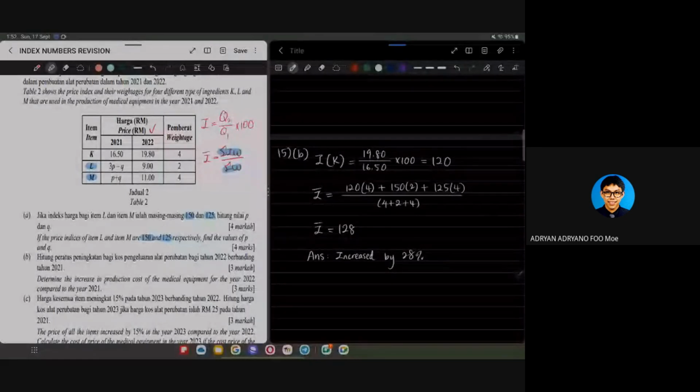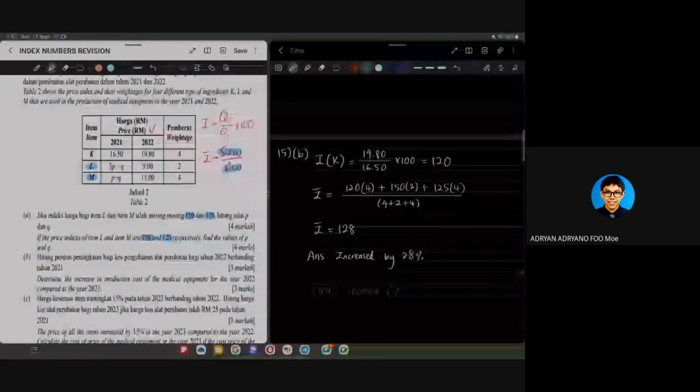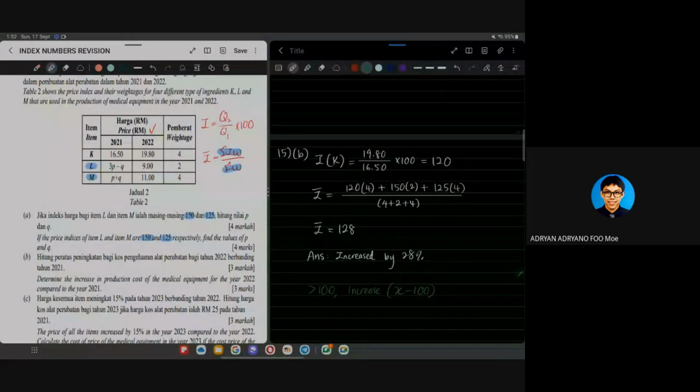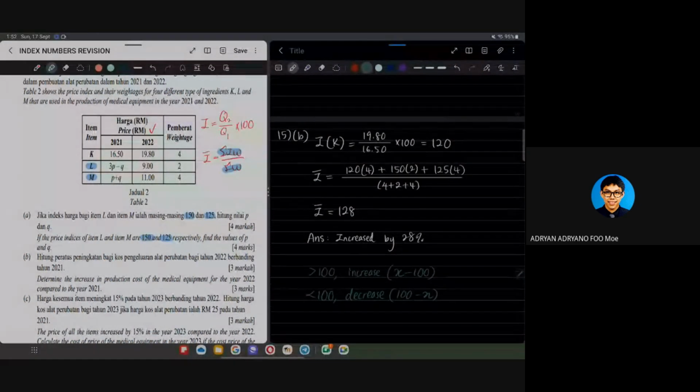You remember this concept? When it is larger than 100, it means increase. How do you know how many percent? x minus 100, where x is your index. When it is less than 100, it must be a decrease. How do you find how much it decreased? 100 minus x. This is something that is not in the textbook, but you need to know. For greater than 100, it is an increase in percentage, and the percentage is the index minus 100. Like here, I take 128 minus 100 and get 28, which means 28% is my increment.